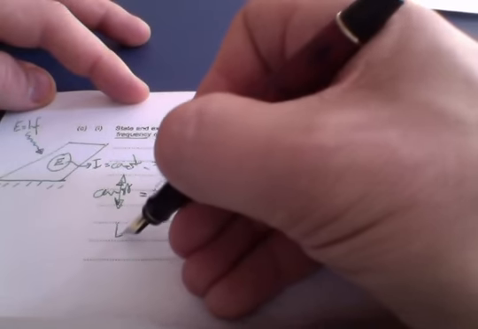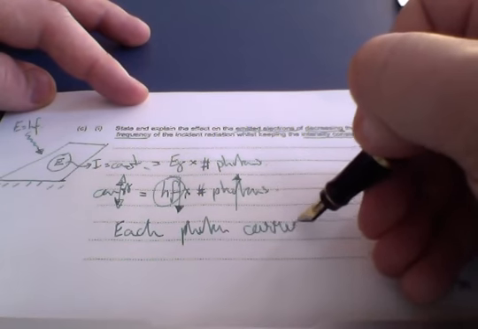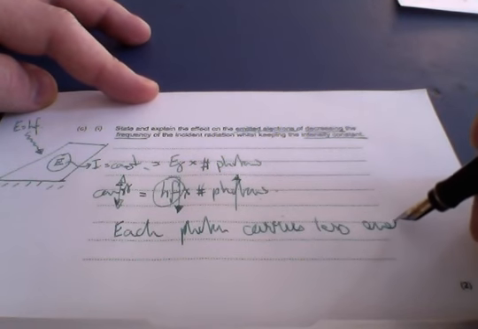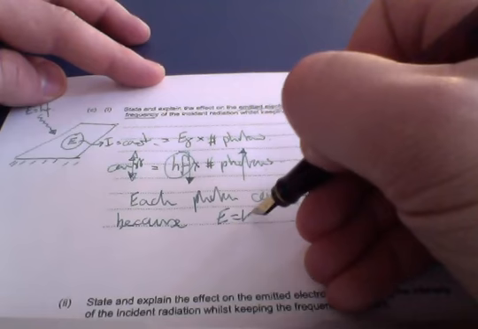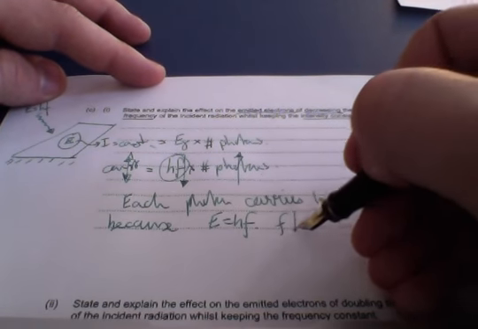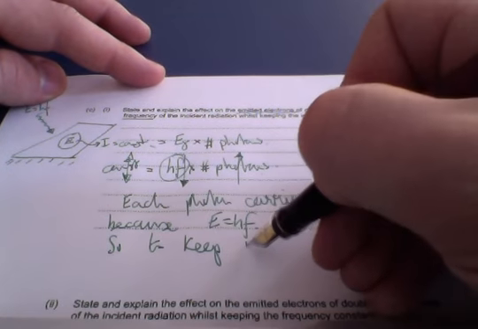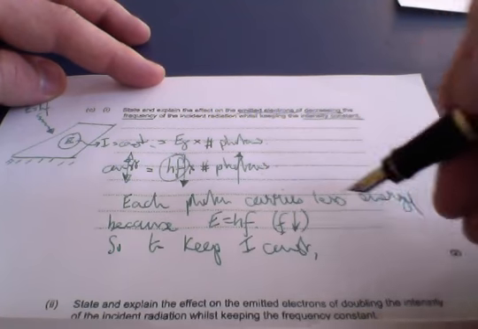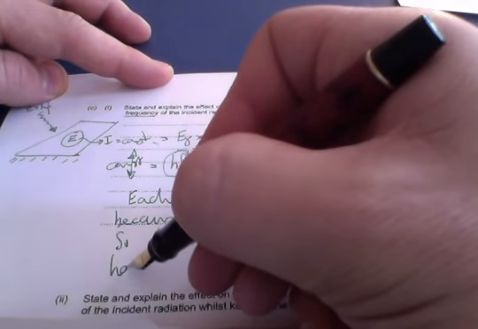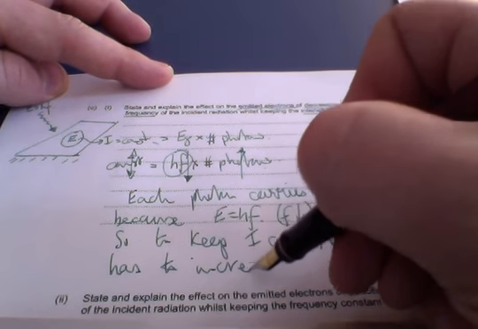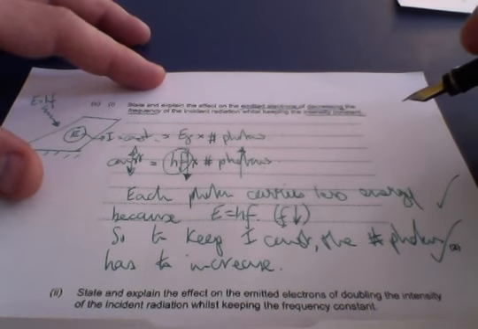So in short, each photon carries less energy because E = hf. f has been reduced. So to keep intensity constant, the number of photons has to increase. Mark, mark. That is tricky, and that's one that would definitely have caught me out.